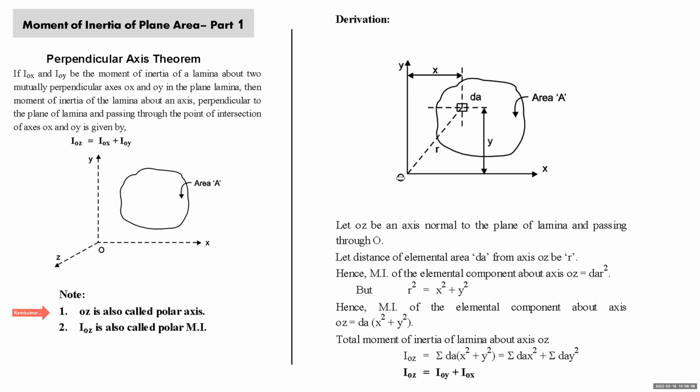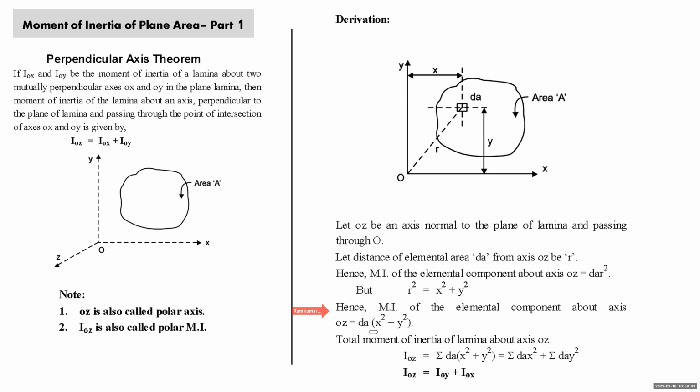Now we consider that R is the perpendicular distance from axis OZ. So the moment of inertia of this elemental area dA about axis OZ will be dA into R square. But we know that if you complete a right angle triangle here, x square plus y square is equal to R square. So substitute the value of R square. The moment of inertia of the elemental component about axis OZ is dA into (x square plus y square).